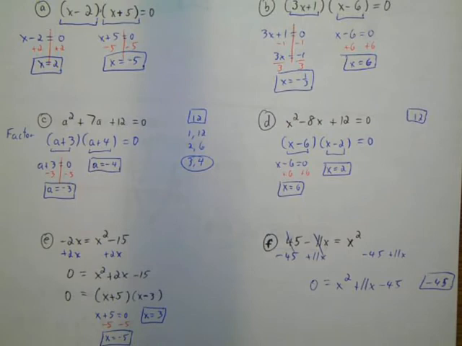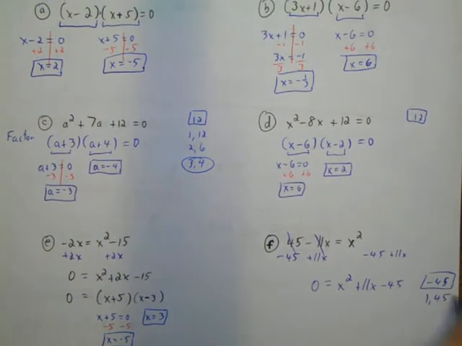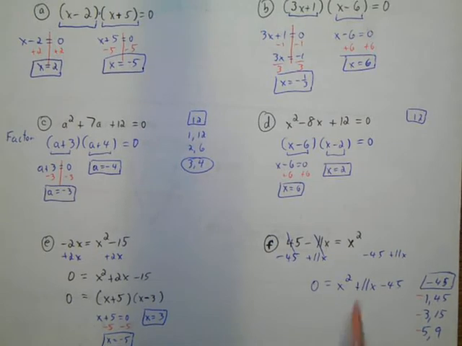This one, boy, 1 and 45. 2 doesn't work. 3 might be one that you'd forget about. 3 and 15 doesn't work. 4 doesn't work. 5 and 9. So 5 times 9, I need it to be negative because the middle term is positive, then that means my bigger number is going to be positive. When I get here, I can't get 11x. There's no way I can do that. So in this case, I'm going to say no solution.